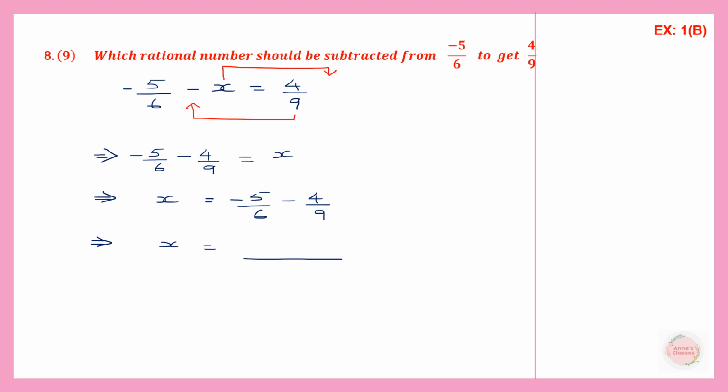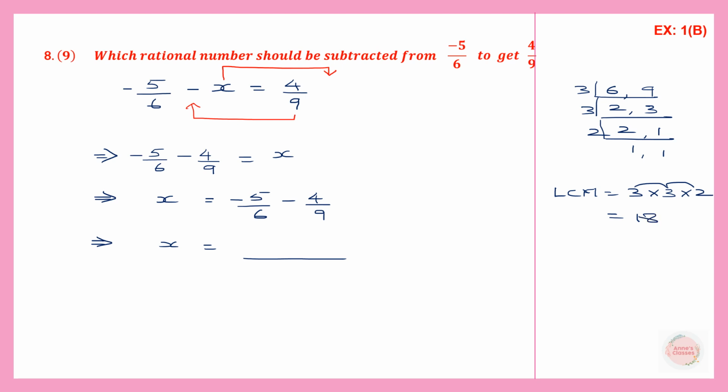Now let's find the LCM of 6 and 9. Let's use 3. 3 2s are 6, 3 3s are 9. Continue to use 3. 2 and 3 1s are 3. Now let's use 2. 1 and 1. So what is our LCM? LCM is 3 into 3 into 2. 3 3s are 9, 9 2s are 18. Now let's use 18 as the common denominator, that is the LCM.